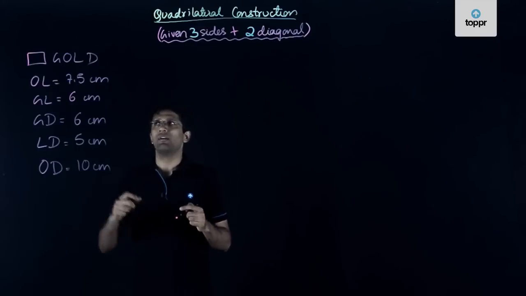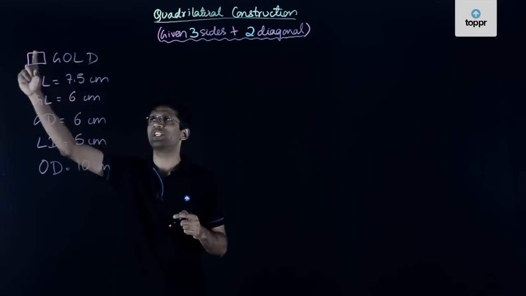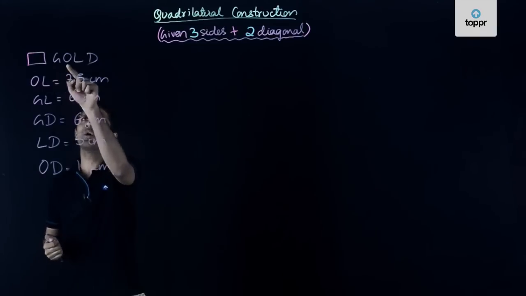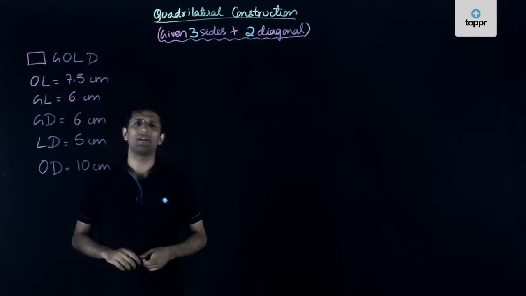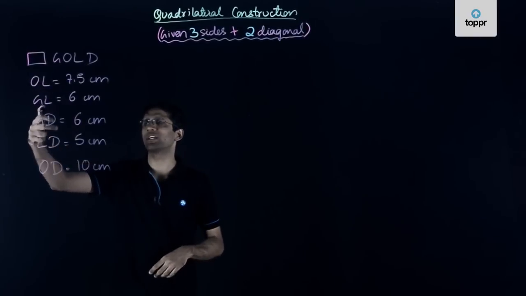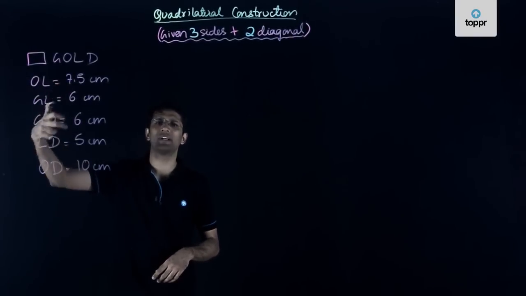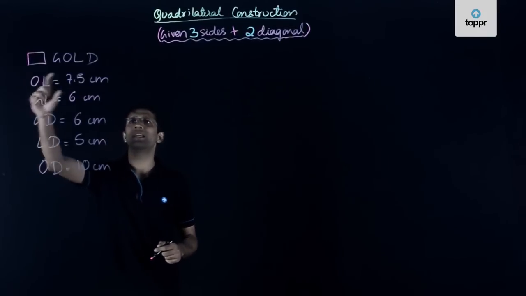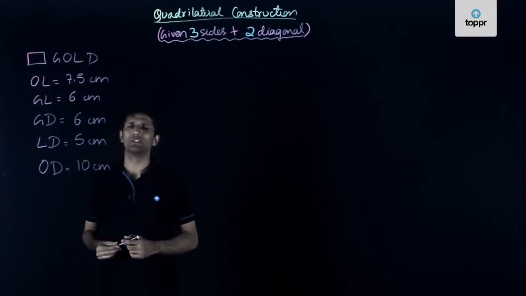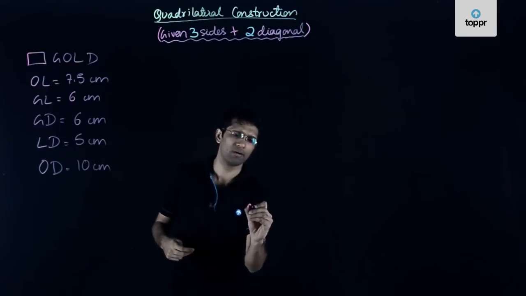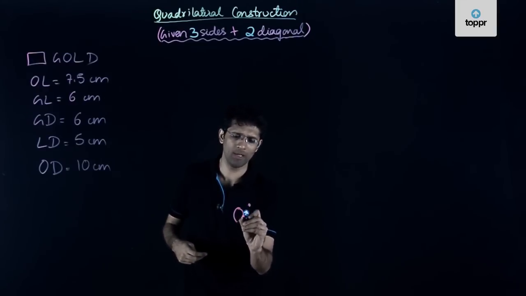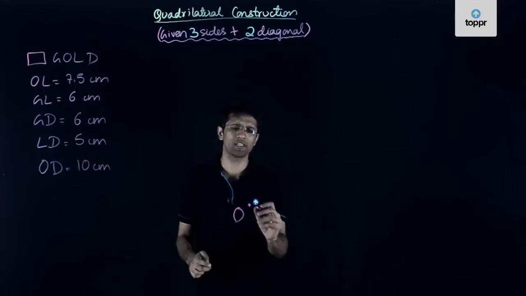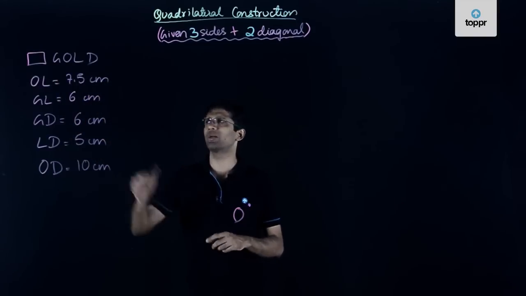We have to construct the quadrilateral GOLD. So the vertices of this quadrilateral are G, O, L and D. And we have the following dimensions of the various segments that form the quadrilateral. Now we know that OL is 7.5 centimeters. So let us fix a point O somewhere. So point O lies somewhere over here, and a point L will be 7.5 centimeters away from point O. So let's draw the point L.